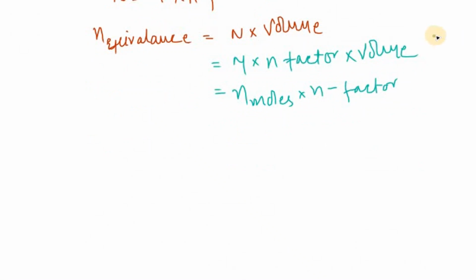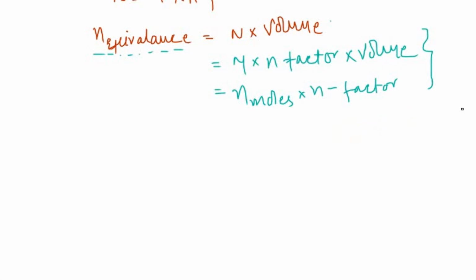So these are the three ways to calculate the number of equivalents that we must know: normality multiplied by volume, which obviously must be in liters, molarity into n factor multiplied by volume, and number of moles into n factor. That's how we calculate the number of equivalents.